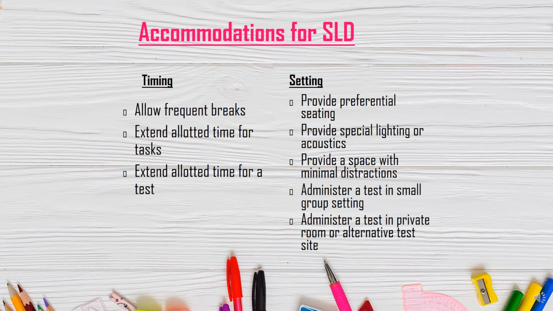Some accommodations for students with specific learning disabilities include allowing frequent breaks or extending allotted time for tasks and tests. Teachers may also provide preferential seating, provide special lighting or acoustics, provide a space with minimal distractions, administer tests in small group settings, or administer tests in a private room or alternative test site.